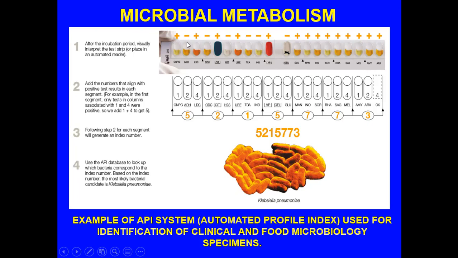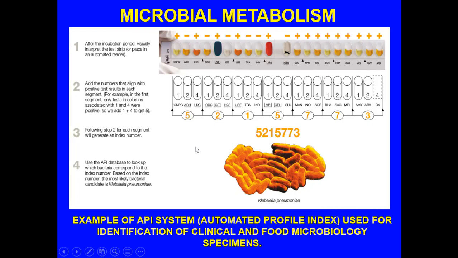Then what happens is you have it scored as either positive or negative. Okay? So if you have a negative, you have a 2. You have a positive, this is a 1. You have a positive here, this is a 4. So the 3 tests here give you a combined code of 5. And you keep doing this for each of these sets until you come up with, in this case, a 7-digit number. The 7-digit number you can just look up in an index set up by the API system, and basically that will tell you the identity of this particular organism, which is Klebsiella pneumoniae.